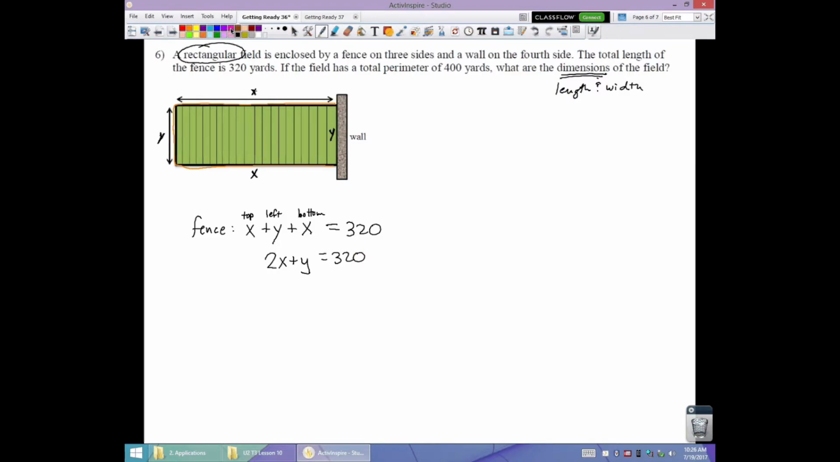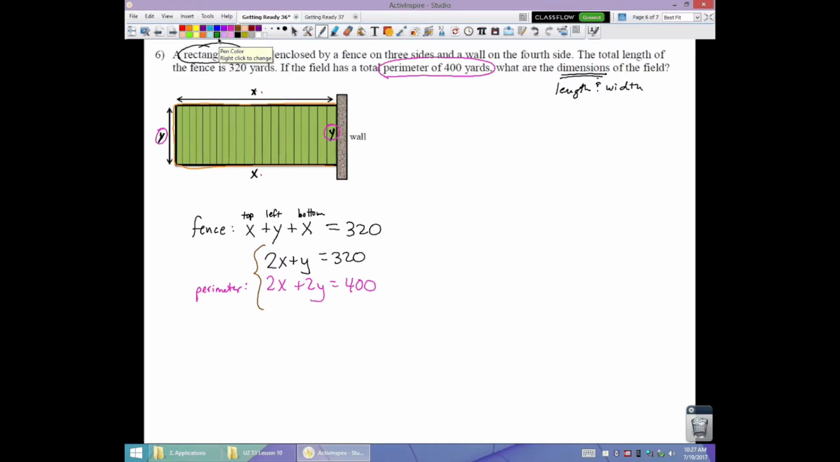Now then I'm told that the perimeter is 400. Perimeter is when you add up the lengths of all the sides. So for perimeter, I would say I have 2 sides that are x and 2 sides that are y, and that adds up to 400. So as I look at these 2 equations, my system, I feel like elimination would probably be the simplest way to go about solving here.